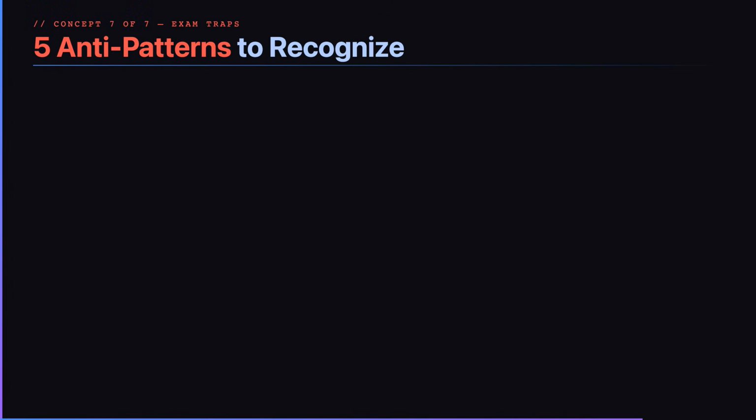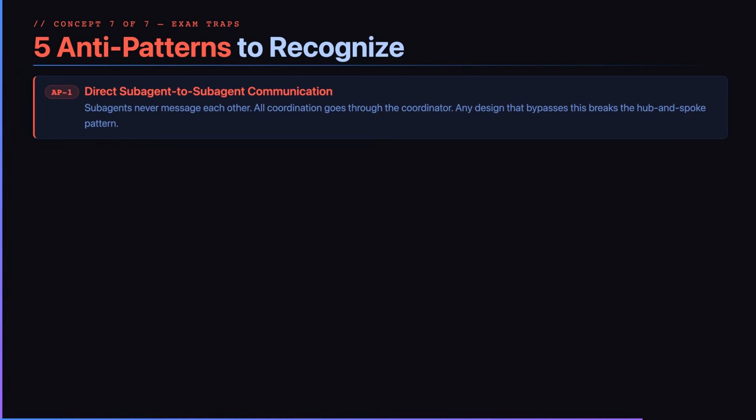Now the anti-patterns. The exam will give you scenarios designed to look reasonable, but each one has a flaw. Here are all 5. Anti-pattern 1. Direct subagent to subagent communication. Subagents never message each other. All coordination goes through the coordinator, no exceptions.